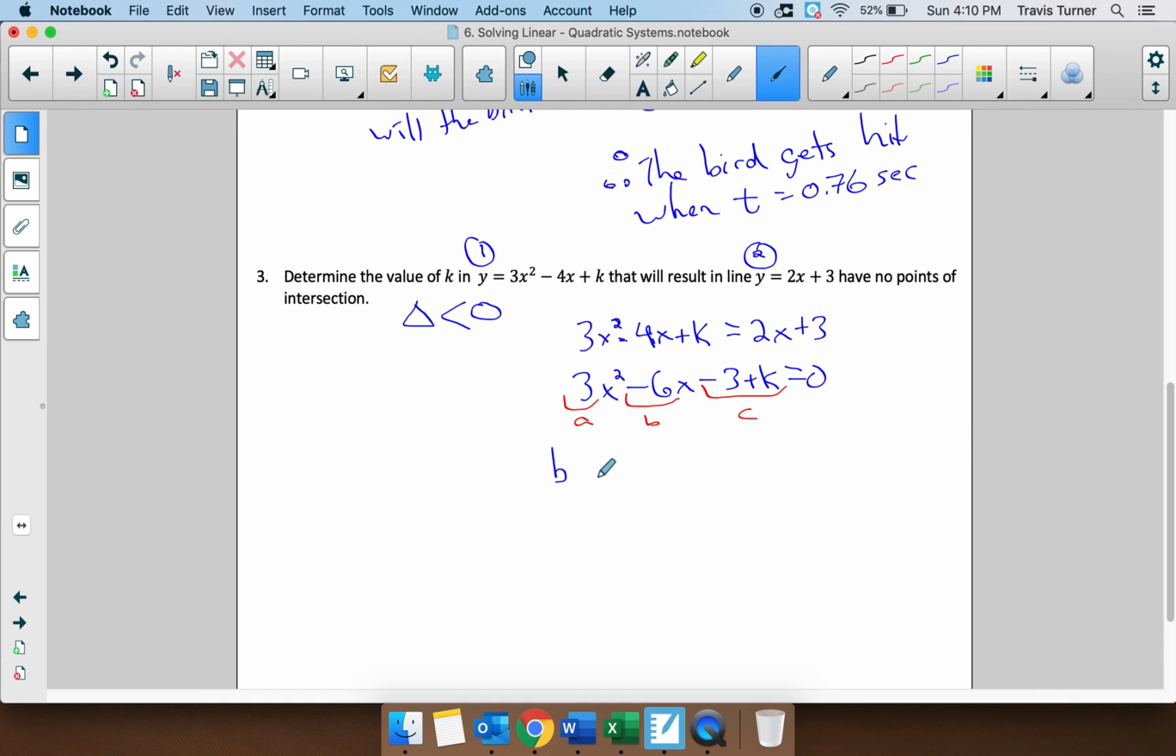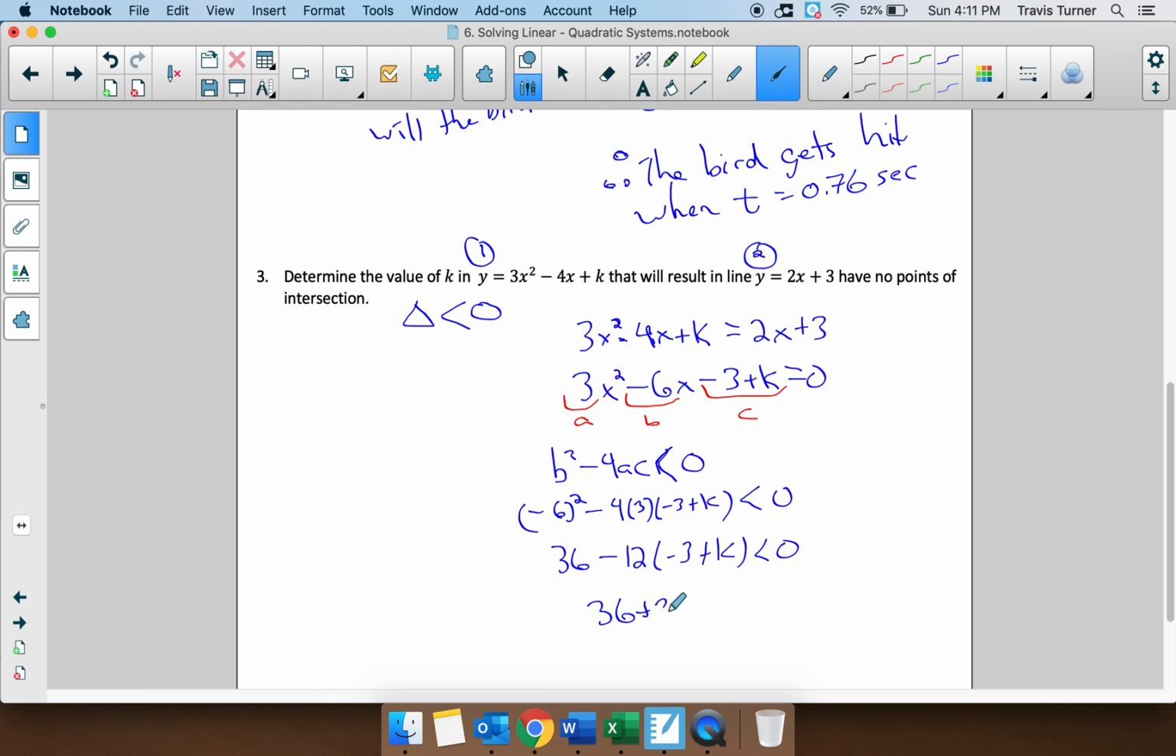So I've got my discriminant less than 0. And this is going to allow us to solve for k to find out what values k would be in order to be less than 0. So if I sub this all in, still less than 0, so I've got 36 minus 12 times negative 3 plus k. Keep working that out. So negative 12 times negative 3 gives me plus 36, and then minus 12k.